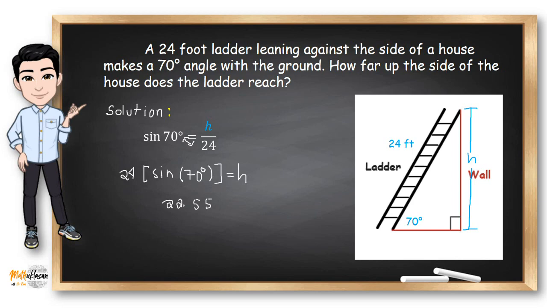feet. Huwag niyong kalimutan yung unit pag hinahanap natin yung value ng mga values. I mean, yung mga nawawalang values. Kaya, ang distance ngayon mula sa top ng ladder hanggang dito sa ground ay 22.55 feet.